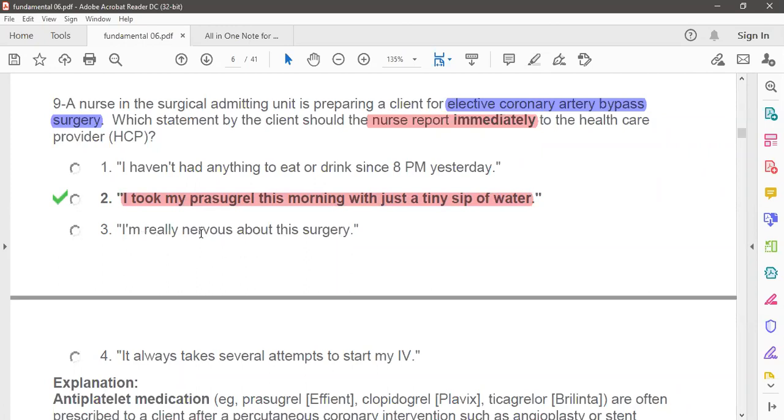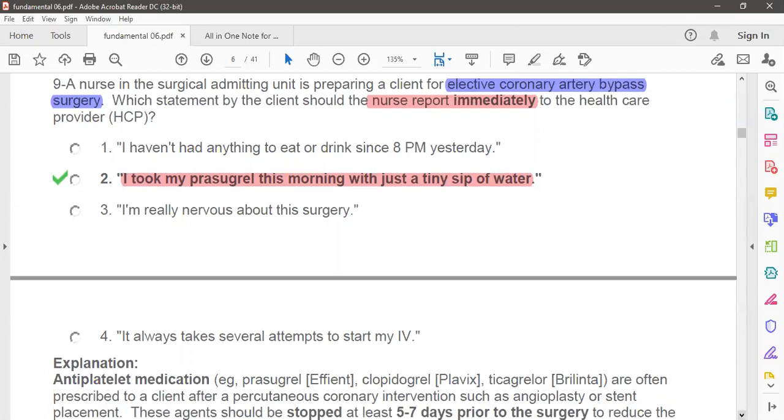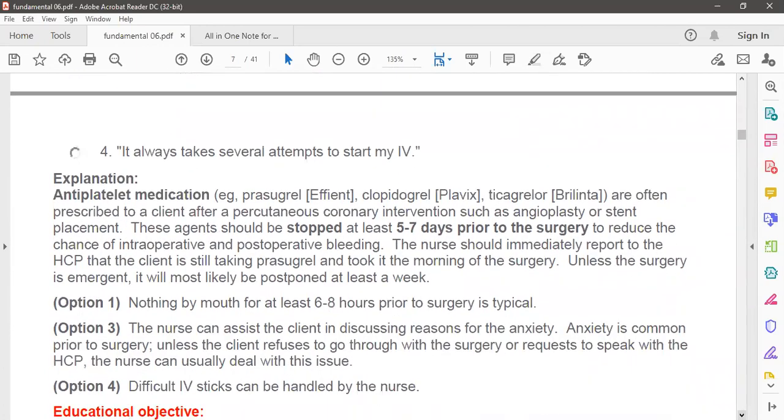Number three, I'm really nervous about this surgery. It is common and makes sense; everybody will be like this. Number four, it always takes several attempts to start my IV. It is a natural conversation and does not make any big difference. So number two is what we need to immediately report to the healthcare provider, because something is going wrong.